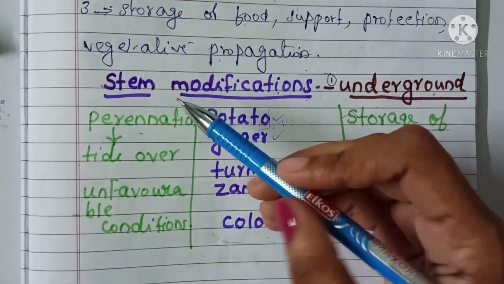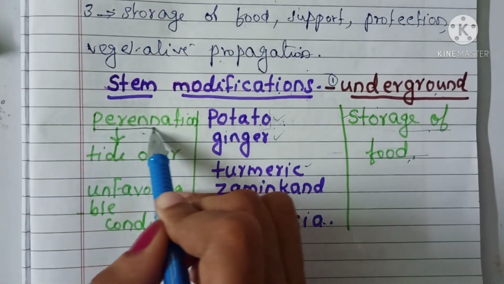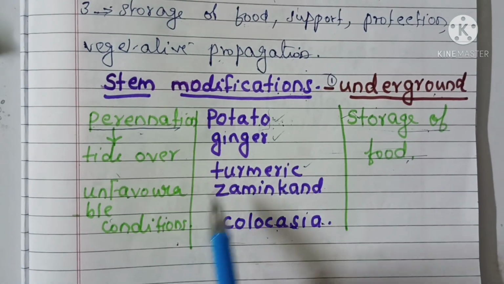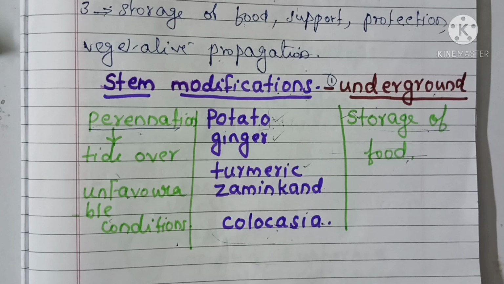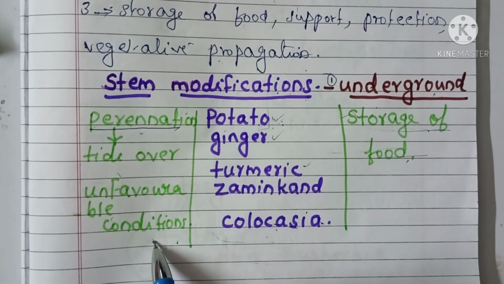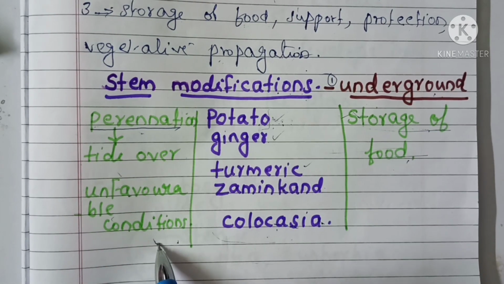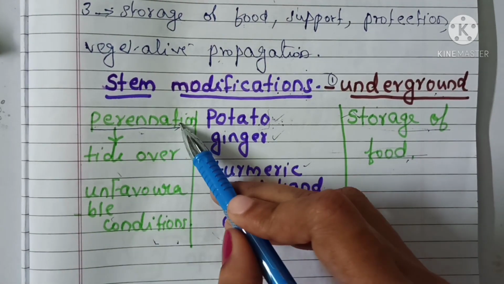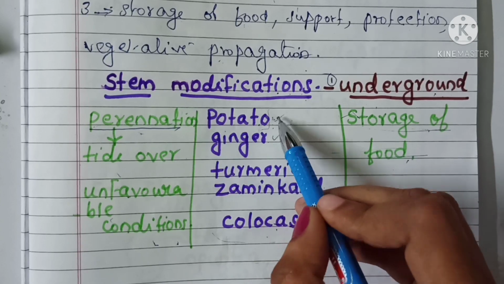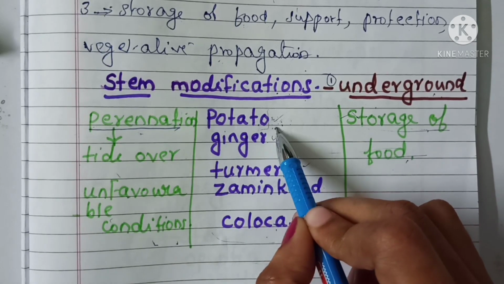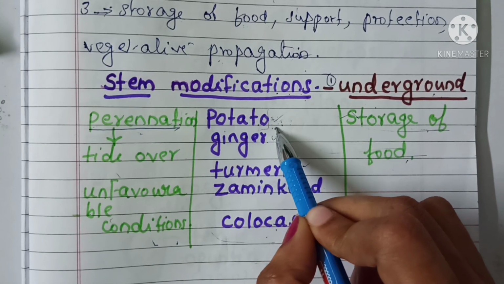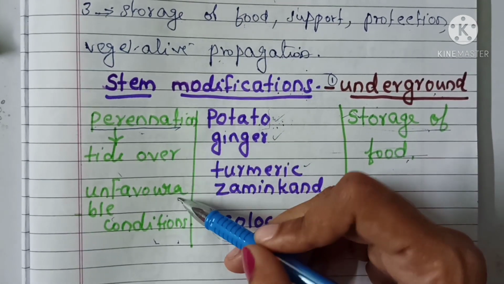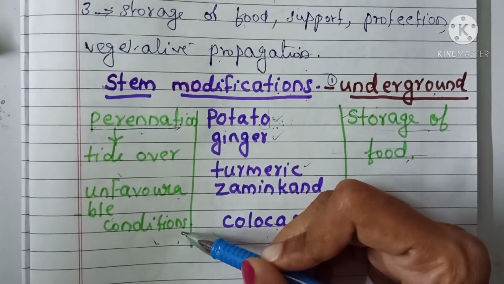Here, what all things I mentioned. Perennation also. Perennation means tiding over unfavorable conditions. You just see, potato, ginger, all things are seasonal. You can't see the potato throughout the year, it cannot be grown. These are seasonal plants. Okay, so potato, what it does, when it is growing, it will store its food for the next growth. So it will be storing underground for perennation. They will be tiding over the unfavorable condition.